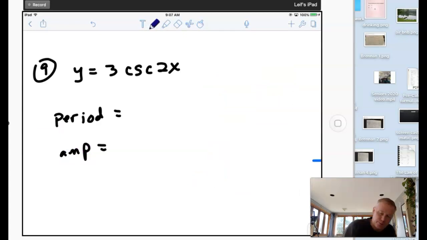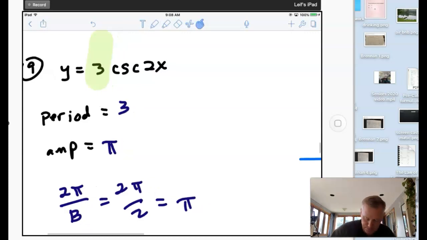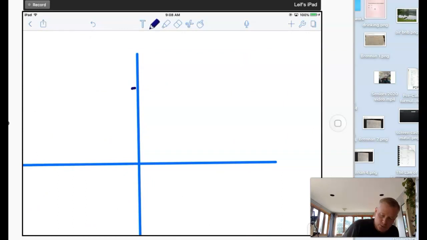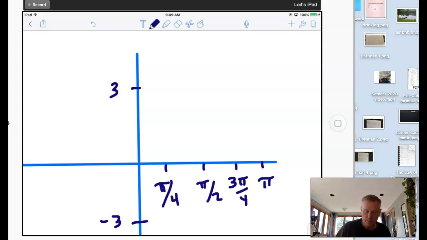Number 9. This one, period. Remember, that 3 represents the amplitude, the absolute value of that, which means amplitude is 3. In order to find the period, I go 2 pi over b, so it's 2 pi over 2, which means my period is pi. So there's my period and my amplitude. I'm going to start there. So goes up to 3, down to -3, and my period is pi. So I'm going to break that into quarters as usual. Here's pi over 2, pi over 4, halfway between 1/2 and 1 is 3/4. Okay, so there's my markers.